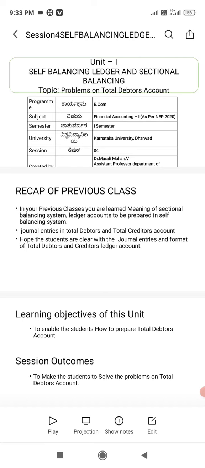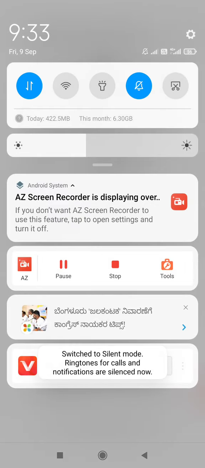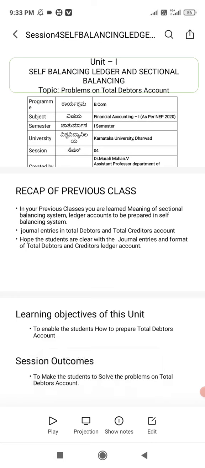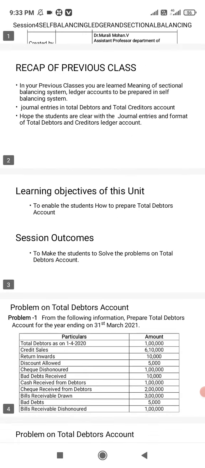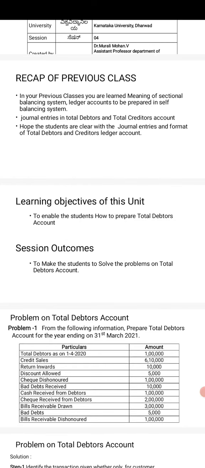For the BCom first semester in financial accounting, the framed syllabus called self-balancing ledger accounts. In this session, we are going to solve one problem on debtors, total debtors account in sectional balancing system. Here, I have one problem. From the following information, prepare debtors account for the year ending on 31st March 2021.